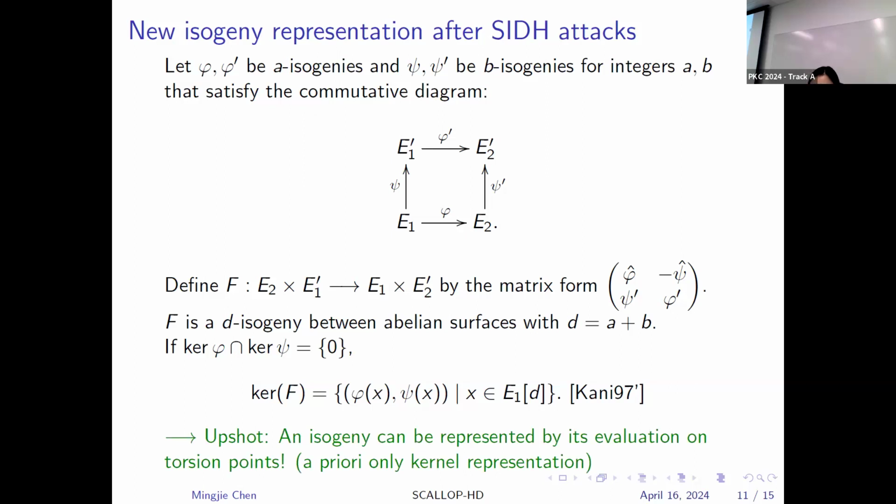The upshot is that an isogeny can be represented by its evaluation on torsion points, which can have nothing to do with its degree. A priori, we only know how to represent an isogeny by its kernel. With this viewpoint, if we now look back at the SIDH key exchange protocol, it exactly gives a commutative diagram, and it exactly reveals the torsion point information. So basically, it immediately gives away the secret isogeny it's trying to hide. That's why it's broken now.